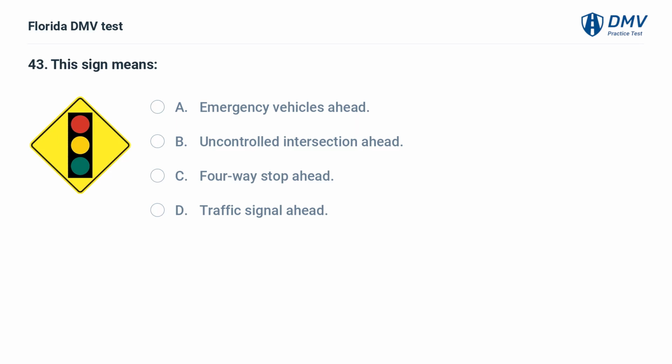This sign means A. Emergency vehicles ahead. B. Uncontrolled intersection ahead. C. Four-way stop ahead. D. Traffic signal ahead. D. Traffic signal ahead. This sign warns that a traffic signal is ahead.